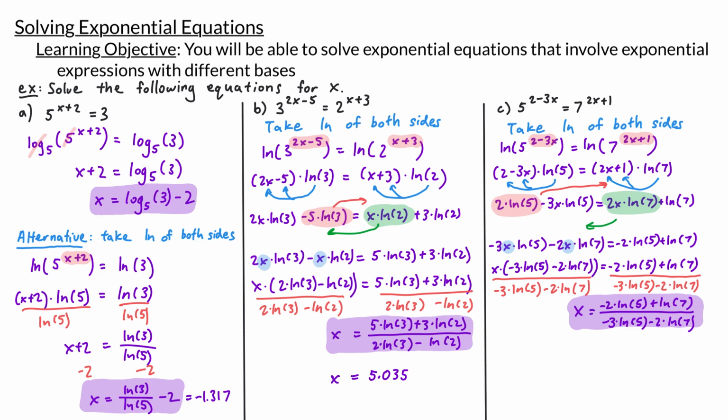And if we want to get a better sense of what our solution is, we can type this into our calculators. And if we do, we get that x is approximately equal to 0.146 if we round to 3 decimal places. So in this video, we learned how to solve exponential equations that involve exponential expressions that have different bases.